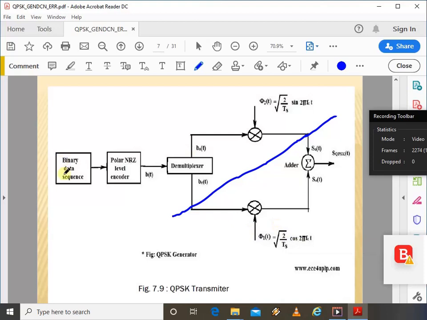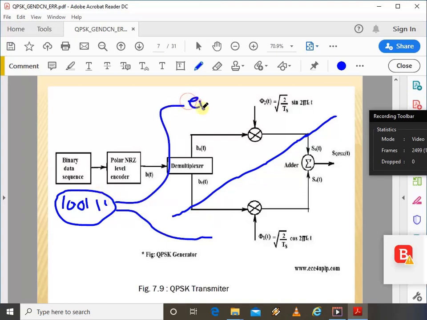Usually the input data given in digital communication is in the form of ones and zeros. Suppose I am giving the input as 100111. The first function in the QPSK is that the given input sequence is divided into an odd bit sequence and an even bit sequence. So this demultiplexer is converting the serial data into parallel data, that is the even bit sequence and the odd bit sequence.